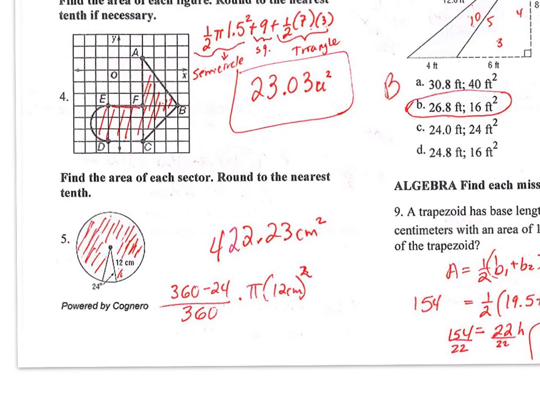In number 5, the shaded region is all of this here. So when you get the area of the sector, it's going to be 360 minus 24 degrees, which is this piece right here, divided by 360 times pi times the radius 12 squared. And then just put all of that in the calculator, and you get 422.23 square centimeters. And that was number 5.